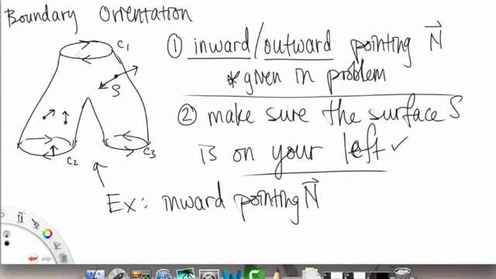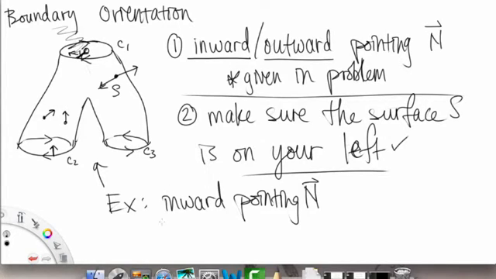Let's look at C1, the first curve. If you're standing pointing in and walking in the direction of the arrow, this way, the surface would be on your right side. It might be hard to visualize, but pretend you're this person walking that way. The air is on your left, this is all air up here, so the surface is on your right. So C1 currently has the wrong orientation.